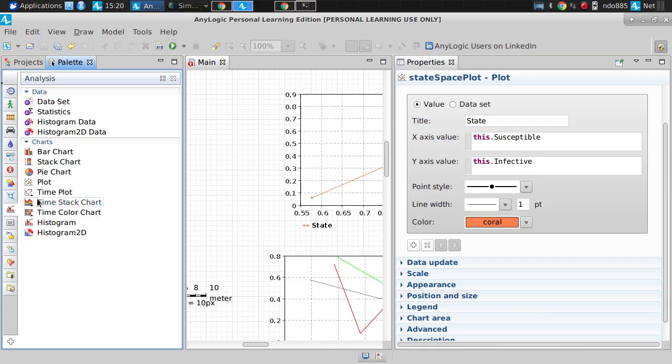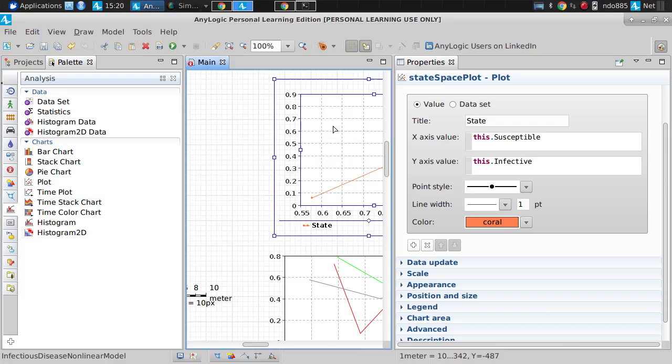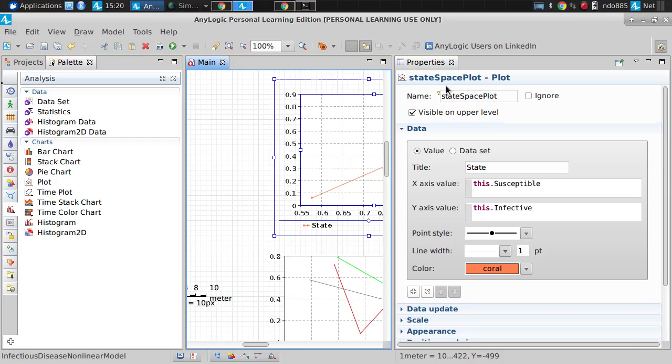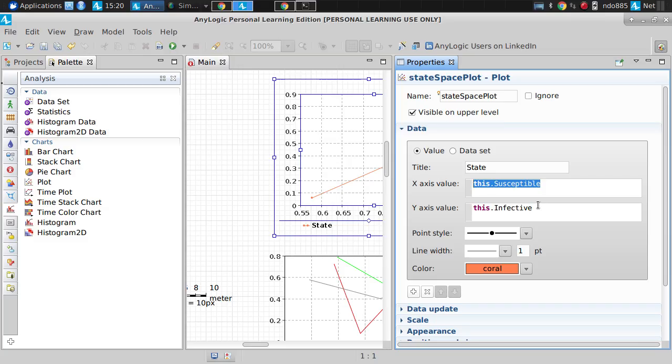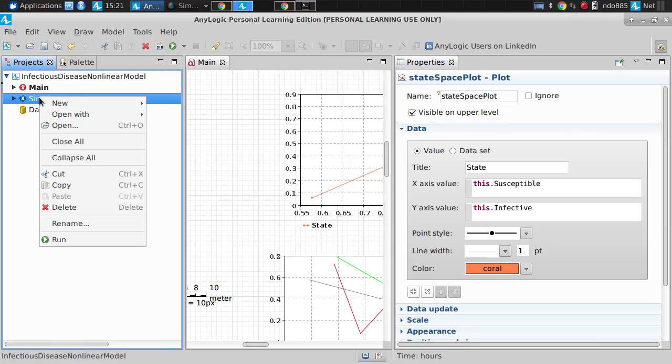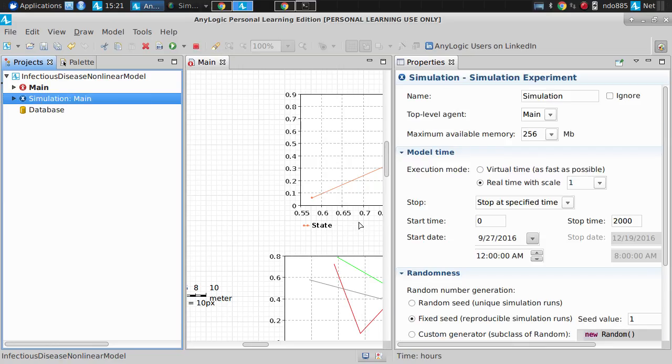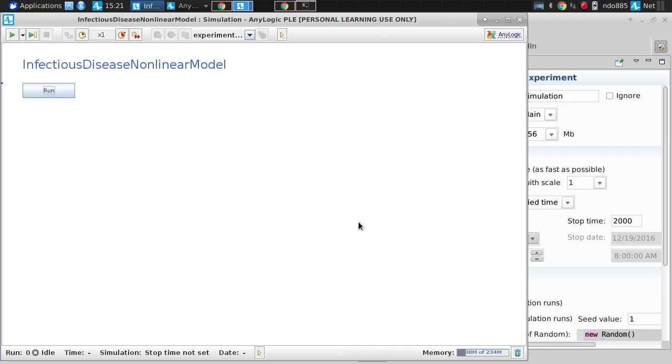In case you missed that, I dragged in not a time plot, but a plot, and I called it state space plot, and I gave it a title, state, and the x-axis value is susceptible, and the y-axis value is infective, rather. Okay, build early, build often, and let's run. So let's get this right. At each point in time, the system will be represented by a dot. Its x location is going to be determined by the number susceptible, and its y location by the number infected. So if you think about what the system is doing now, what do you expect it to do on the state space plot?